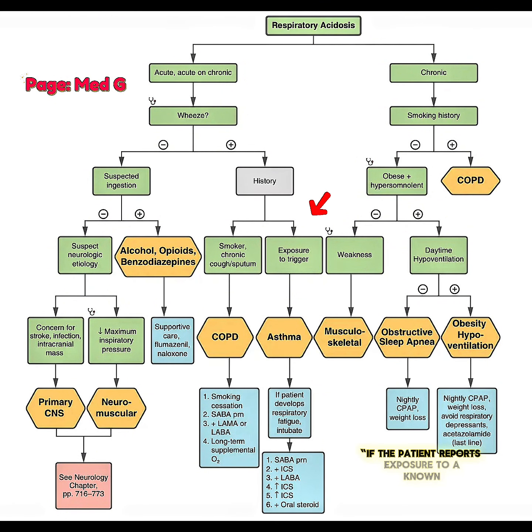If the patient reports exposure to a known trigger, asthma is likely. Treat with a stepwise approach, starting from short-acting bronchodilators to inhaled corticosteroids, long-acting bronchodilators, and, if needed, oral steroids. Intubate if the patient shows signs of respiratory fatigue. If weakness is reported without an obvious pulmonary cause, suspect a musculoskeletal limitation to ventilation.